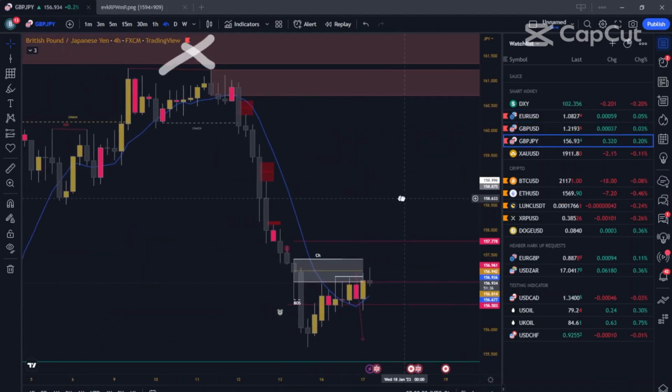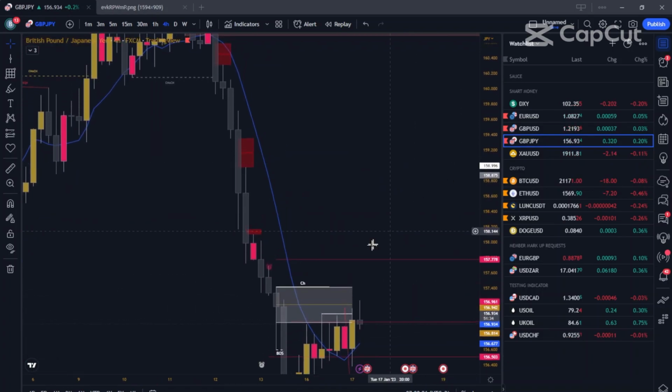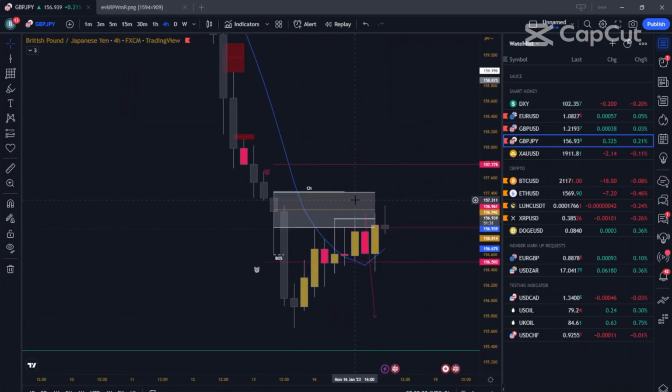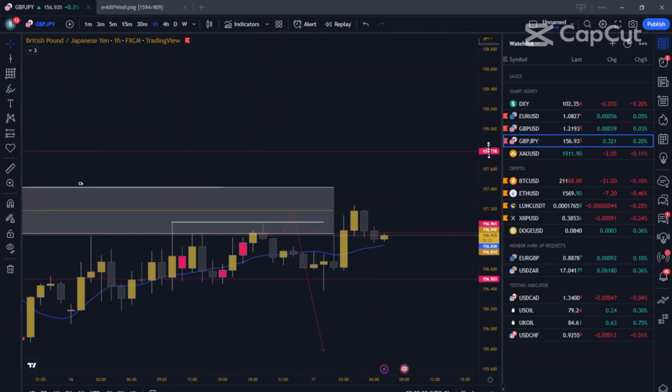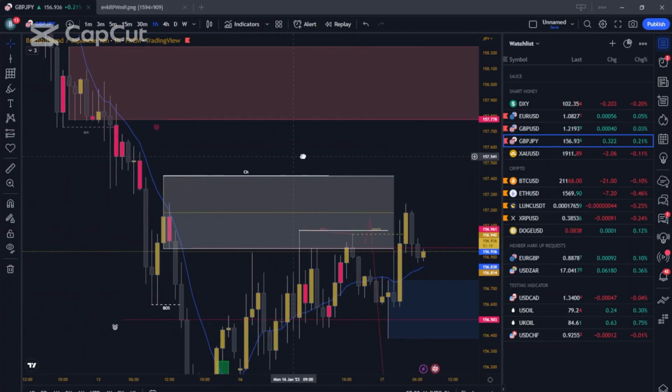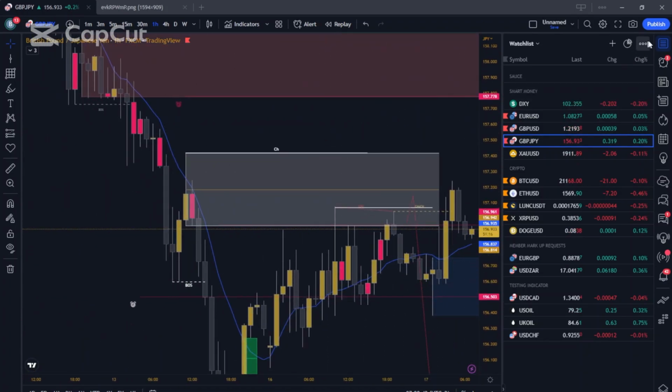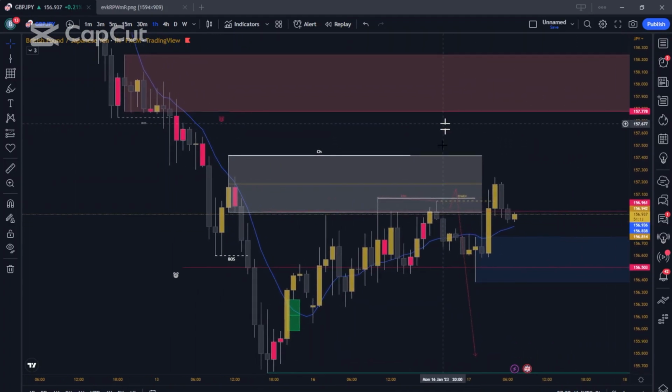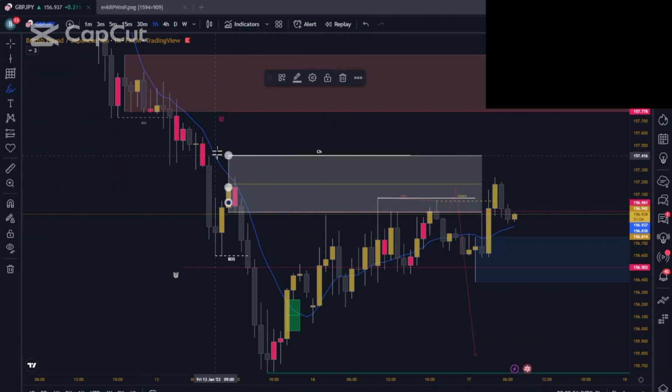GBP JPY. Okay, cool. So yesterday I had a live stream. I recorded it, but I didn't post it. I'm very sorry. I called a short position on GBP JPY. It's a 1 hour order block that I found here that has got swing structure inside of it. So this is the order block that I found. This one here with a wick that took a bunch of liquidity. Notice that this order block, or this candle, reacted to this supply here.